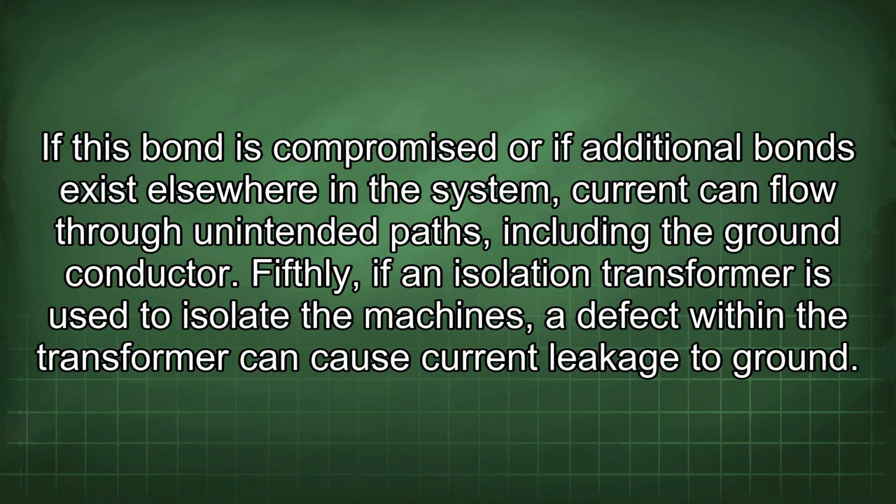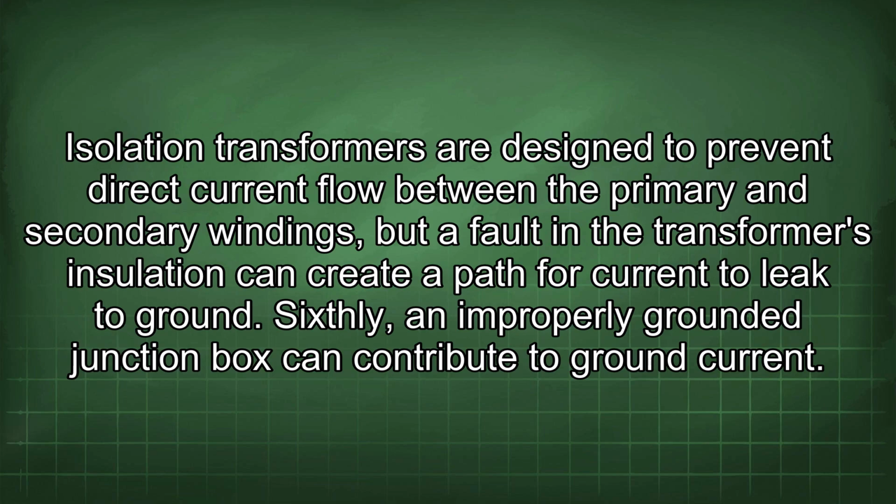Fifthly, if an isolation transformer is used to isolate the machines, a defect within the transformer can cause current leakage to ground. Isolation transformers are designed to prevent direct current flow between the primary and secondary windings, but a fault in the transformer's insulation can create a path for current to leak to ground.